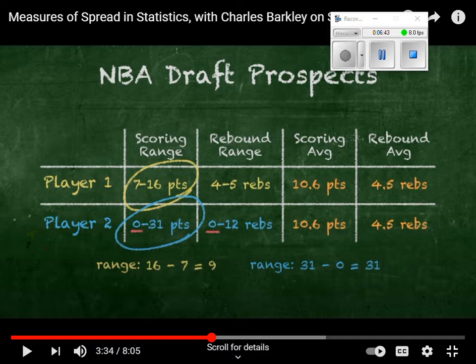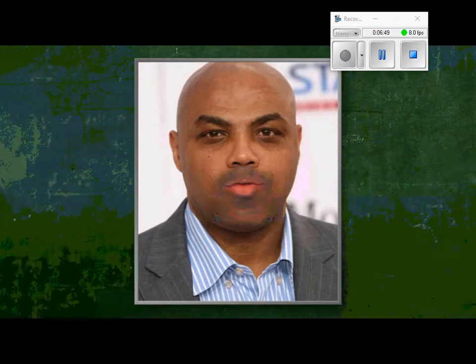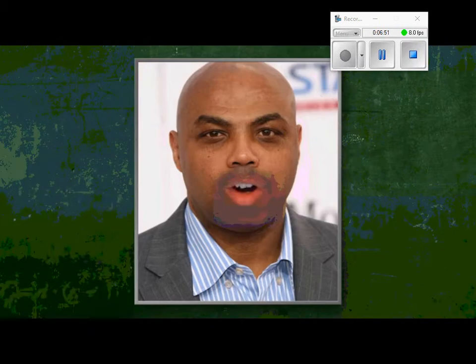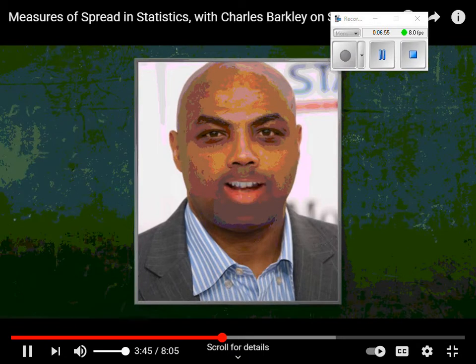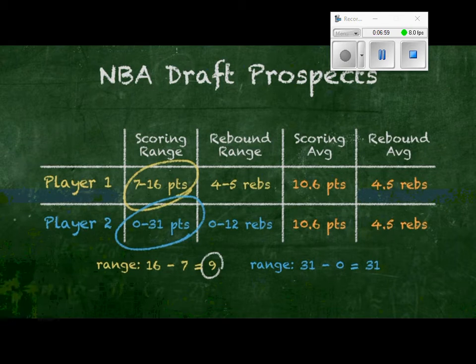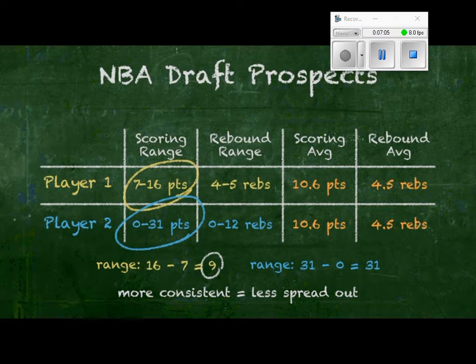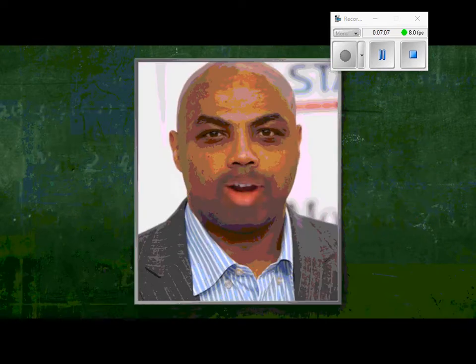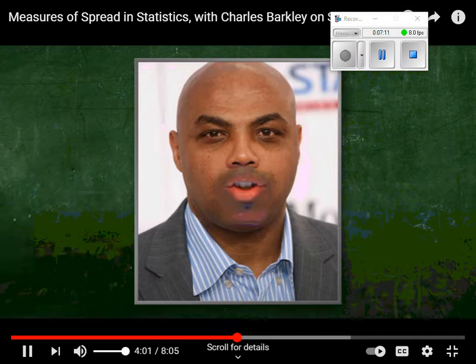Okay. But how do those numbers help us in our decision? It doesn't really, Robert. Range is the simplest measure of spread to calculate, but as with many simple calculations, it's not incredibly useful. It does, however, demonstrate that the more consistent player has the smaller measure of spread. Instead, let's try using the next common measure of spread called the interquartile range, or IQR.